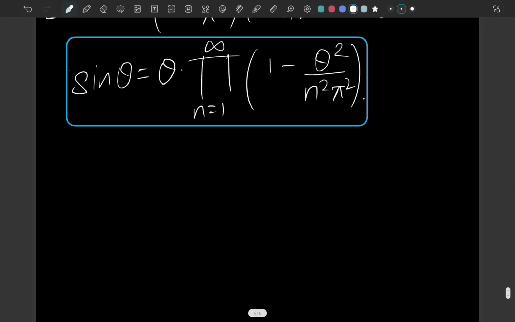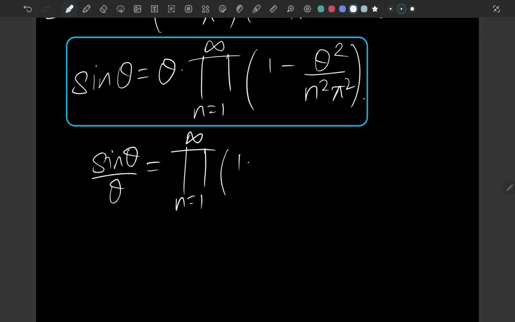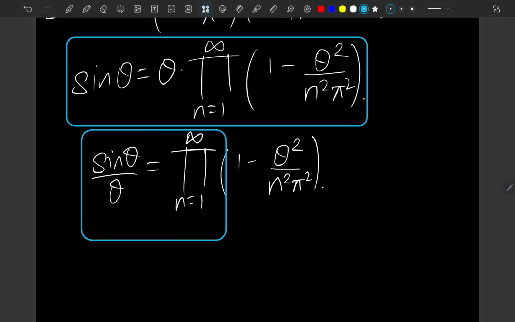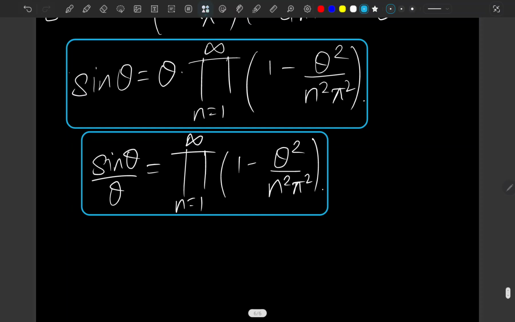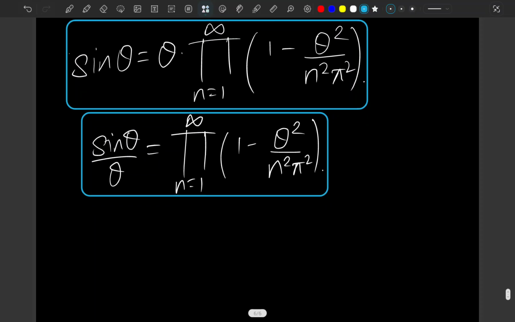And from here itself we can say that sine theta over theta equals the product as n goes from 1 to infinity of 1 minus theta squared over n squared pi squared. And you know what, I have been looking to prove this for a long period of time, but I just made guts now to prove this in front of you all.